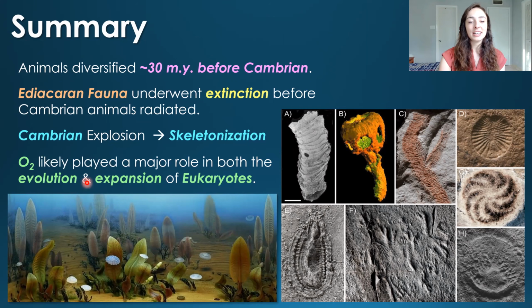And then oxygen likely played a major role in both the evolution of eukaryotes in the first oxidation event and the expansion and diversification and complexation of eukaryotes in the Neoproterozoic and Cambrian periods.